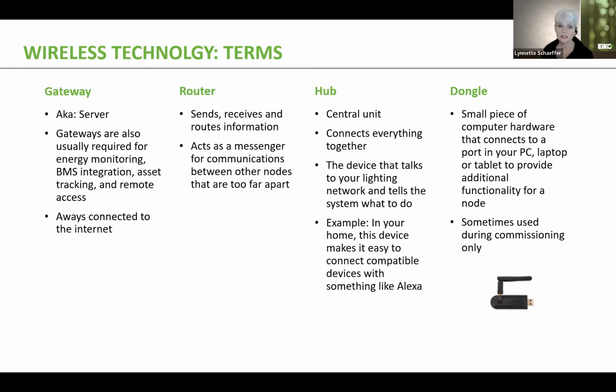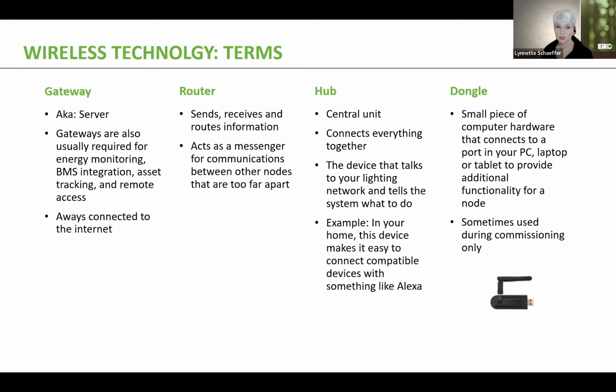For instance, some lighting systems do require a gateway or a server. Gateways are usually required for energy monitoring, BMS integration, asset tracking, and remote access. When using a gateway, it is always connected to the internet, which of course can pose some security concerns. Another form of node is a router, which sends, receives, and routes information. It acts as a messenger for communications between other nodes that are too far apart. A router is not always required. Again, it just depends on the manufacturer.